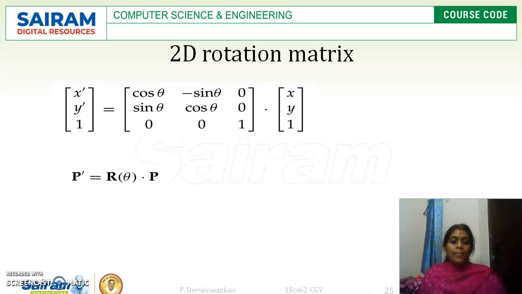And the next one is the 2D rotation matrix. See how to write the rotation matrix by introducing the homogeneous coordinate 1. So x dash, y dash, 1 is equivalent to cos theta, minus sin theta, and sin theta, cos theta. Here 0 0 for the x and y terms, along with the homogeneous term 1. Okay, and this will be multiplied with x, y, 1 which is nothing but the original object coordinate, right? So P dash is equivalent to R of theta into P. Okay, so this is about the rotation matrix.